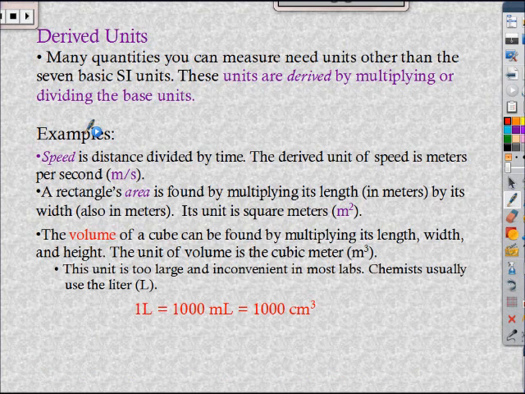Okay. Examples. Speed. Okay, we talk about how fast something goes. Speed is derived. It's meters per second. Okay, area. You talk about buying carpet or how much land you have. You're talking about an area of something. We use meters squared. Maybe we use centimeters squared. But it's going to be something squared.